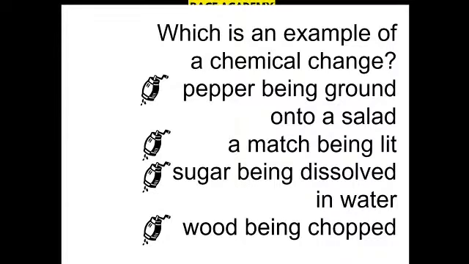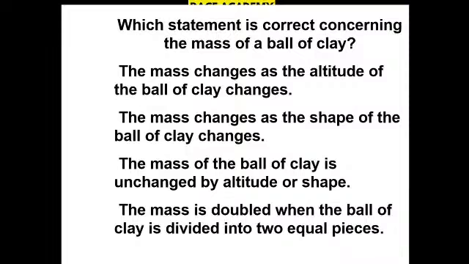Which is an example of a chemical change? Pepper being ground into a salad, a match being lit, sugar being dissolved in water, wood being chopped. So these are the four different things. Chemical change means pepper being ground into salad, match being lit, sugar being dissolved in water, wood being chopped. See different questions to understand before starting the atomic theory.